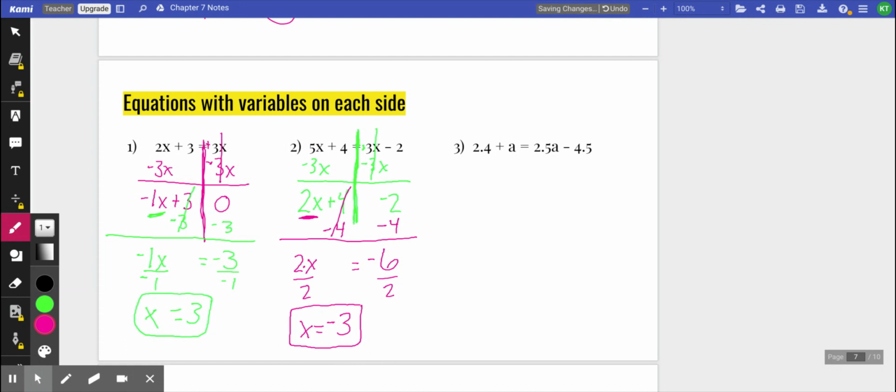And again, integer rules apply here, but we're not always going to get integers. You can see number 3, right? We're not going to get integers. So you might want to have a calculator handy to help check your work here on problems that contain decimals.